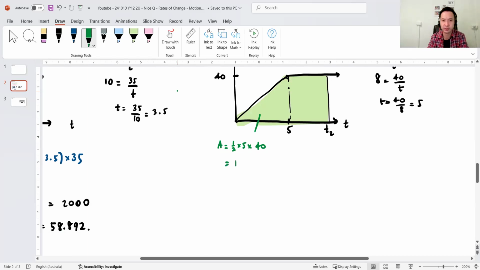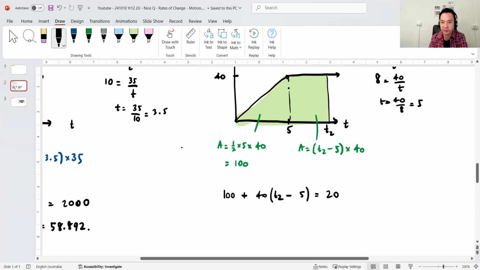100? 100. Yeah, nice. And this guy here would be T2 minus 5 times 40. Guys, set that now equal to 100 plus 40 outside of T2 minus 5 equals 2,000 meters. And then quite simply, on your calculator, 2,000 minus 100 divided by 40 plus 5, 52.5, which is nice.